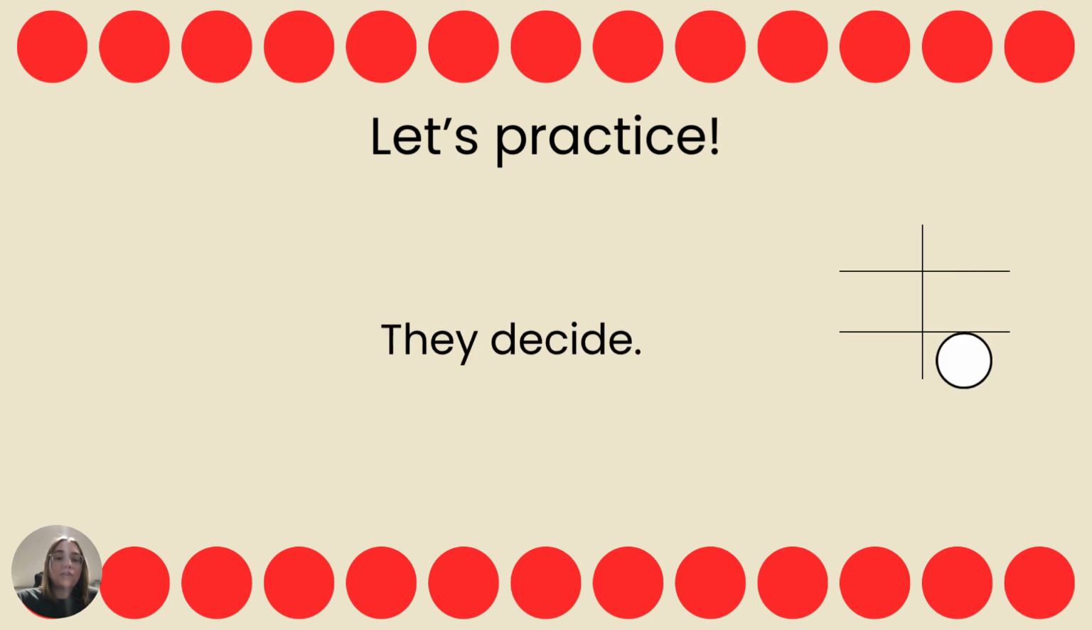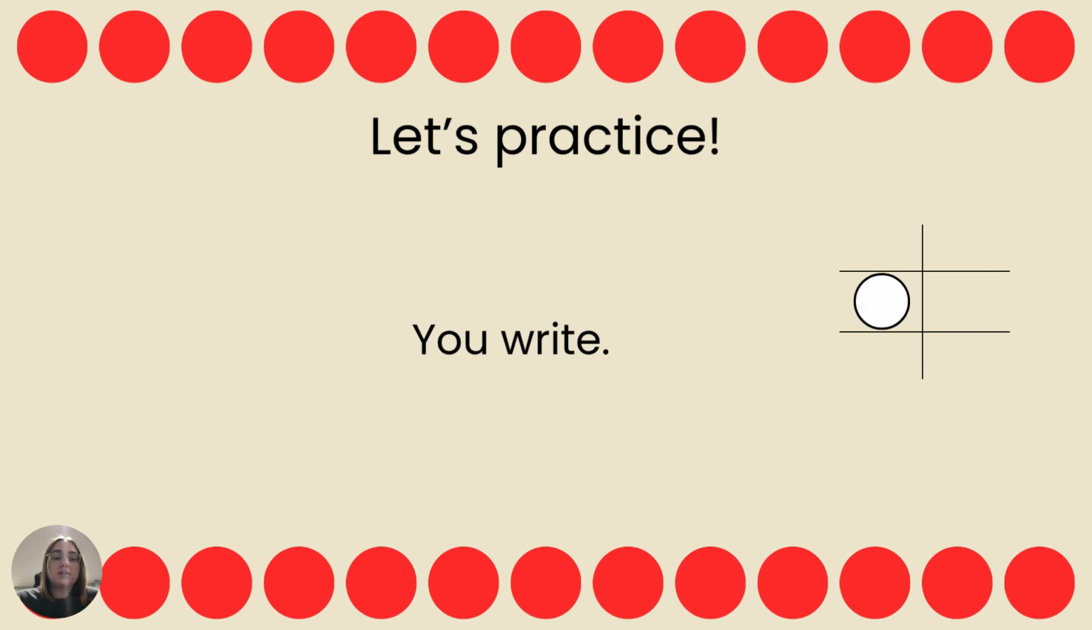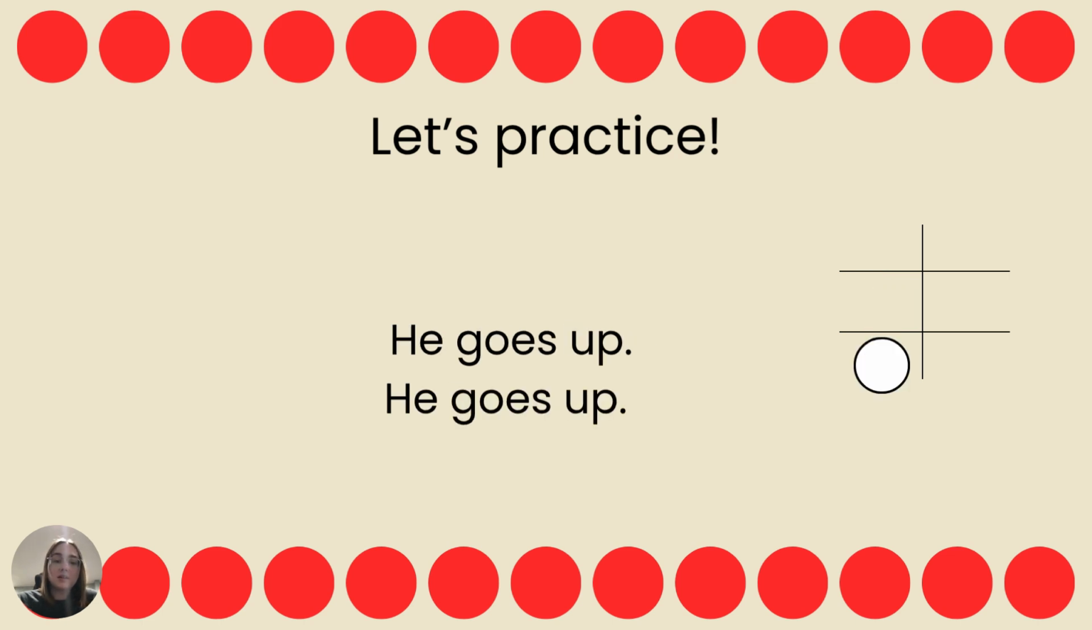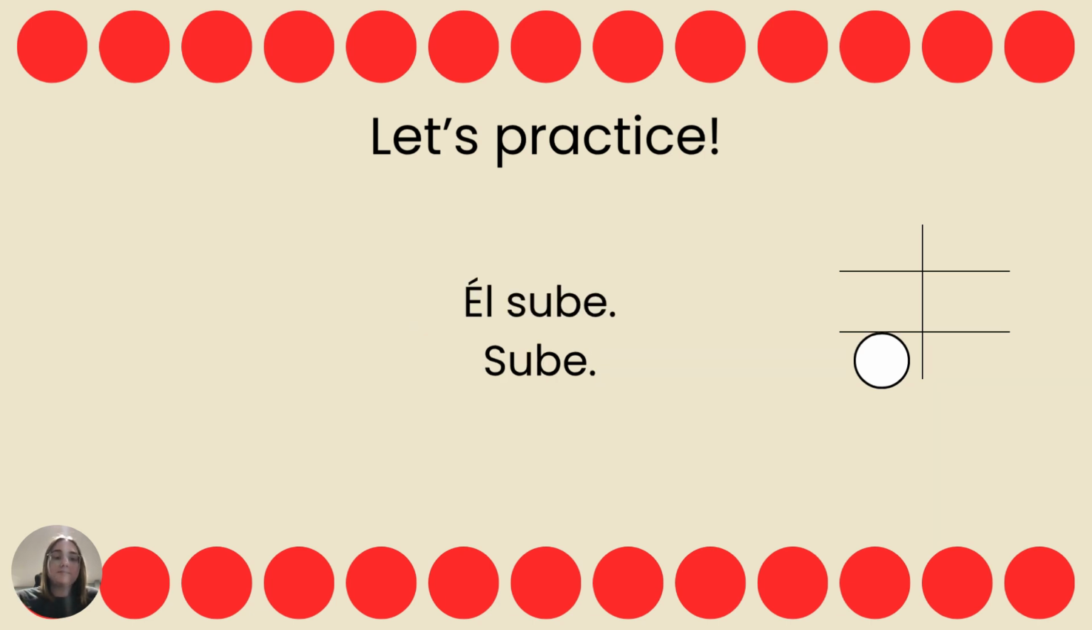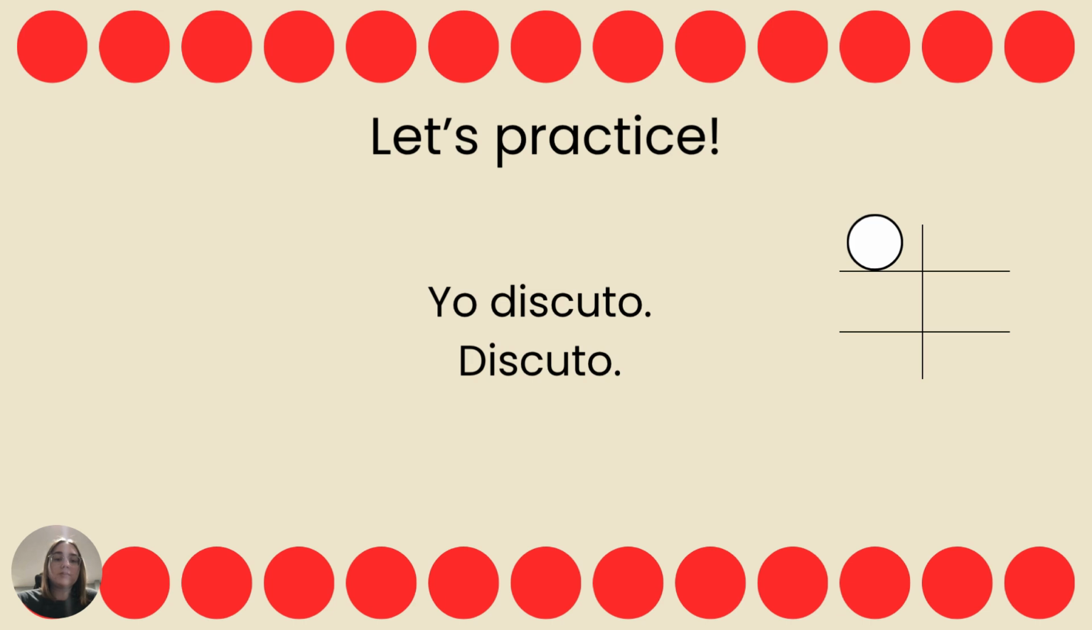They decide, third person plural. You could either say ellos deciden, ellas deciden, or deciden. You write. Think about it. It's the one we've done multiple times now. Tú escribes, you got it. He goes up, it's one verb. Él sube. I discuss. Tres, dos, uno. Yo discuto.